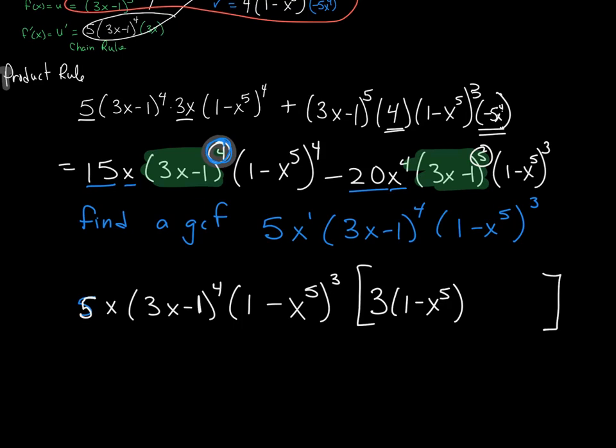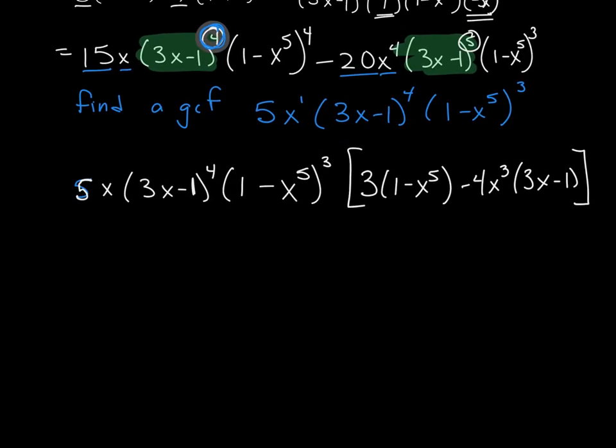Now I do the same thing with the next one. 5 divides into negative 20. That gives me a negative 4. And then x to the 4th. If I pull out an x, which means I'm dividing it out, would leave me with x to the 3. And then the next one I look with here is this is (3x-1)^5 over (3x-1)^4, so I have 1 left over. And the next one completely cancels out.